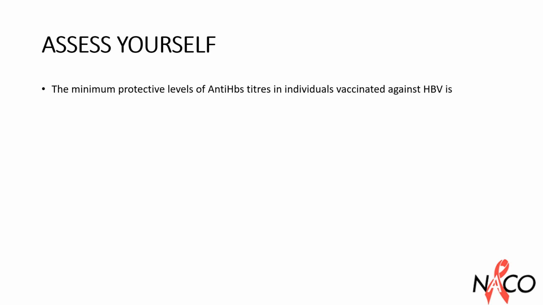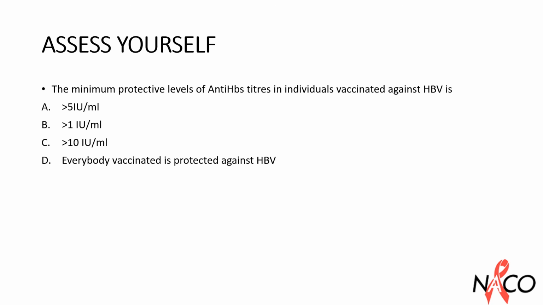Question number 4. The minimum protective level of anti-HBs titers in individuals vaccinated against hepatitis B virus is: option A, more than 5 international units per ml. Option B, more than 1 international unit per ml. Option C, more than 10 international units per ml. Option D, everybody vaccinated is protected against hepatitis B. The correct answer is option C, more than 10 international units per ml.